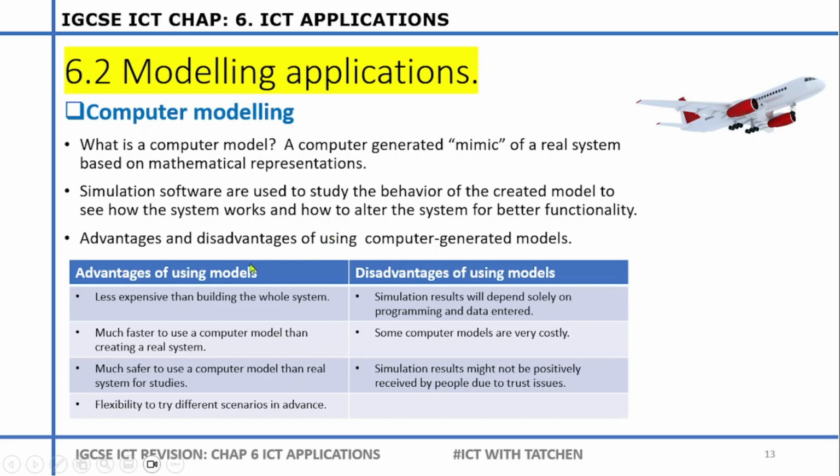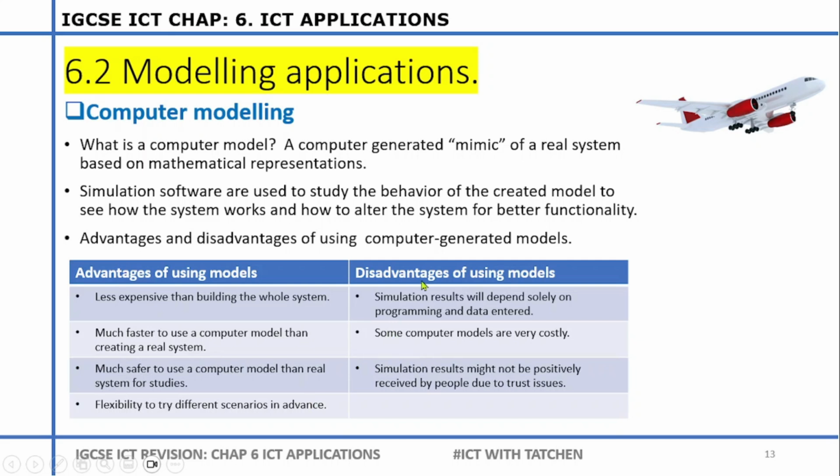Now, let's look at some advantages of using computer generated models. So, first advantage you can look at is it's less expensive than building the whole system. Imagine you want to build a plane, and then just to test these different scenarios, you have to build a plane from scratch, everything is assembled, and then you send it up, boom, and it explodes, probably with people inside. That's dangerous and a lot of money wasted. And then it's much faster to use a computer model than creating a real system, much safer to use a computer model than a real system for studies. Good flexibility to try different scenarios in advance.